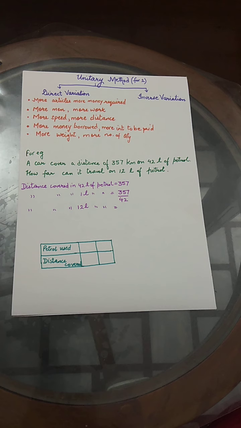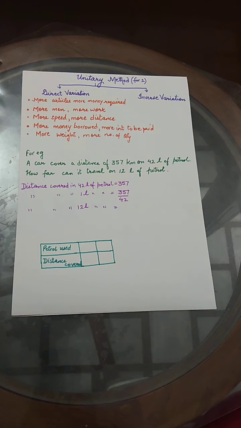We are going to study the unitary method now in two parts, in which you will come across two types of problems. One problem will be of direct variation, another will be of inverse variation. Inverse variation we will be covering next week, being it is your second exercise. Direct variation we will be doing today.